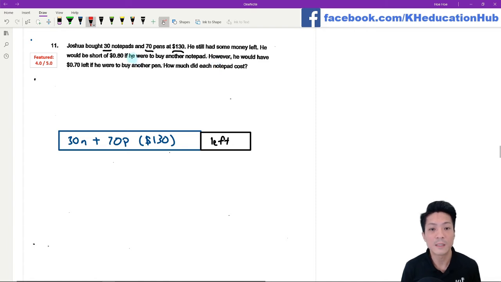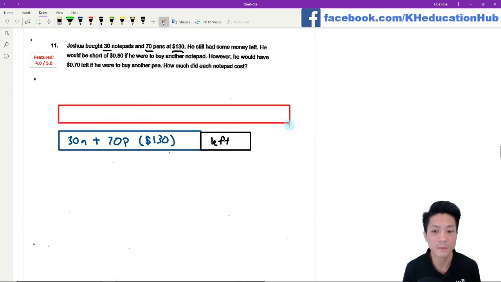Okay, he will be short of 80 cents if he were to buy another notepad, which means that if I were to draw a block above, okay, and I'm gonna draw a line here. This block over here will still represent the 30 notepad plus 70 pen, right? Okay, but this block over here will represent the one additional notepad that he wants to buy. And he's short of 80 cents, so which means that here to here is the 80 cents.